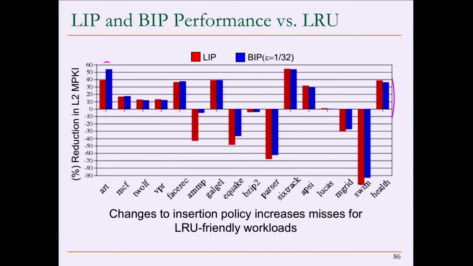For example, streaming, you get 40% performance improvement by a very deterministic policy that inserts always at the lowest priority position. If you do it bimodally, probabilistically, MRU versus LRU, with low probability insertion into MRU, you get better performance, as you can see. But sometimes you get not so good performance, but it's not that bad. But as you can see, there are some workloads that are actually very, very LRU friendly, it turns out. And you lose performance in those workloads.